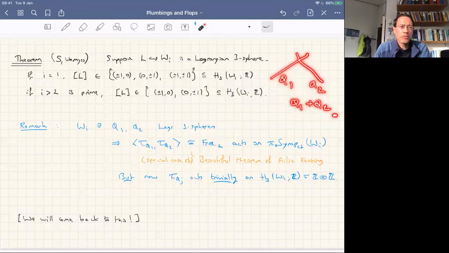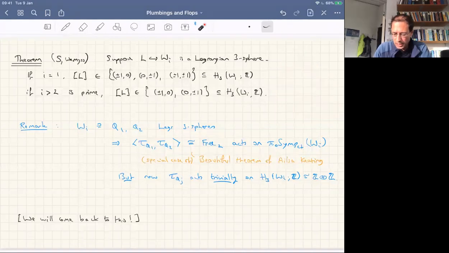On the other hand, if i is bigger than 1, that's a situation where this kind of surgery type Lagrangian is now a lens space, so it's not a 3 sphere. So we would guess that the only Lagrangian spheres that you can find live in the homology classes of these sort of input spheres Q1 and Q2. And what we can prove is that that's true if i is bigger than 2 and prime.